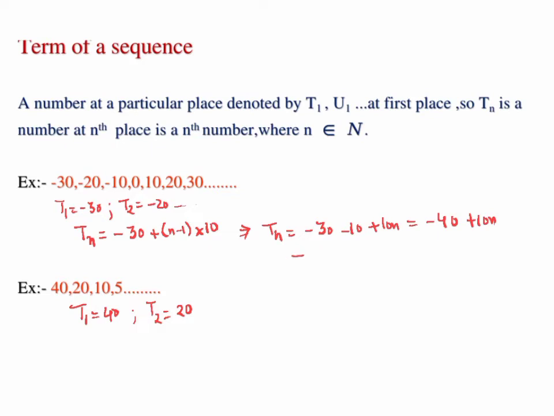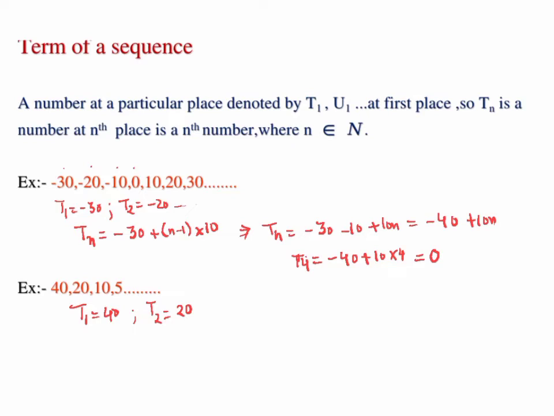Now let us try t4. Let us find t4. So t4 you will get minus 40 plus 10 into 4. You will get how much? 0. If you see from here, first term, second term, third term, fourth term is 0. So this is nothing but a common expression for the nth term.